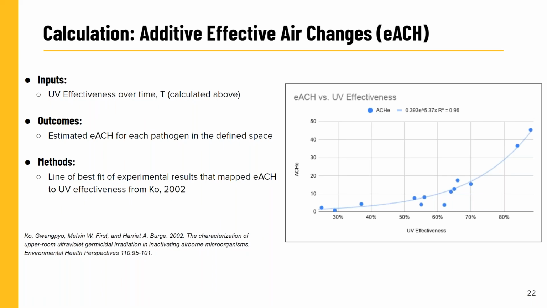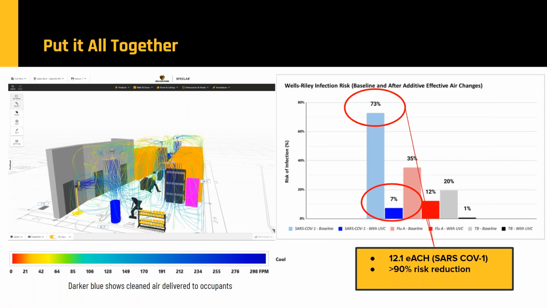I can equate, because I'm pulling X amount of CFM through the fan and I'm mixing it a certain number of times per hour, and now I know the impact of my UV in there as well, I can tell you what the equivalent ACH is, and I can then turn that into a Wells-Riley equation. This is how we put it all together on one slide.